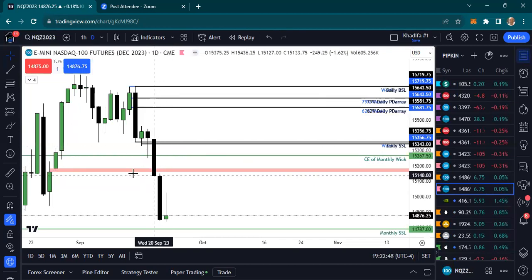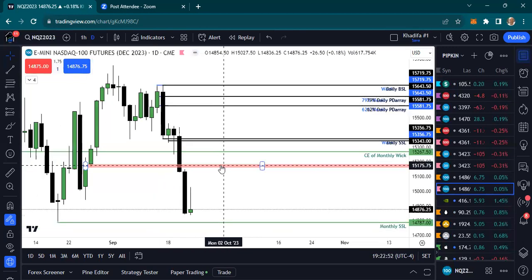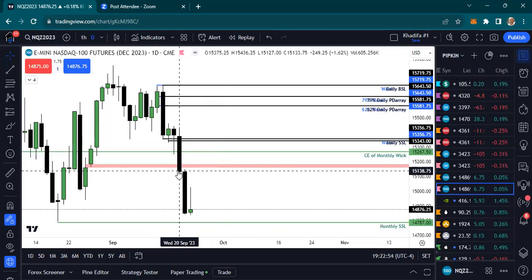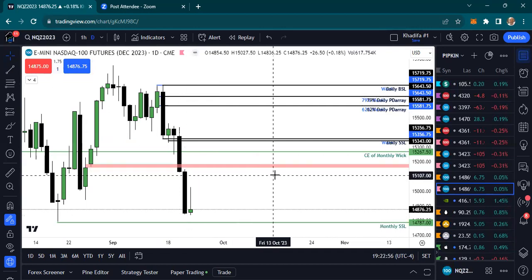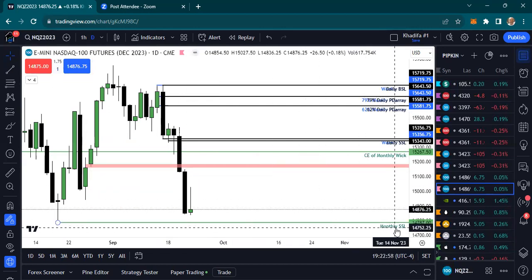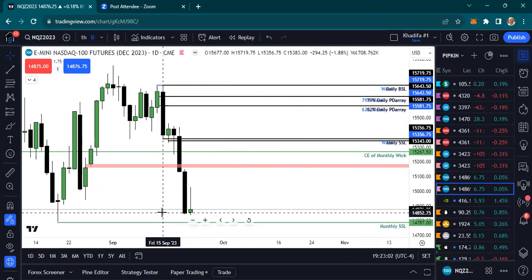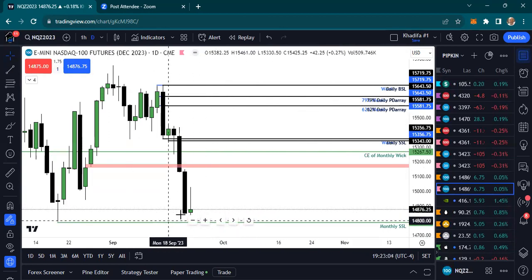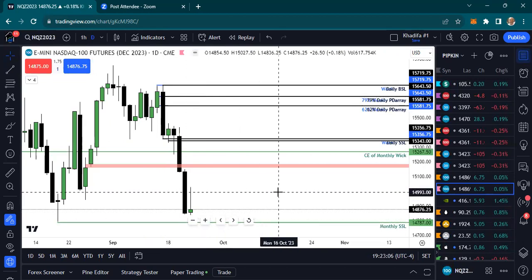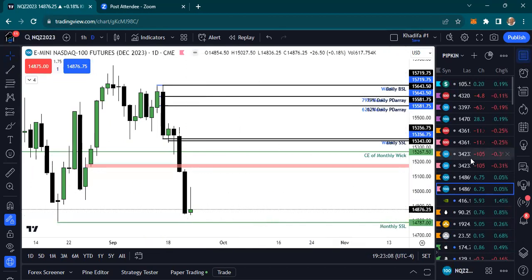And same thing for NQ, right? We came down through this daily volume imbalance, closed below it, and I told you guys if that was to happen, I would expect us to run the monthly sell side liquidity for NQ as well. We got really close to it, but didn't quite run it like we did on ES. So let's see how we open up for the week.